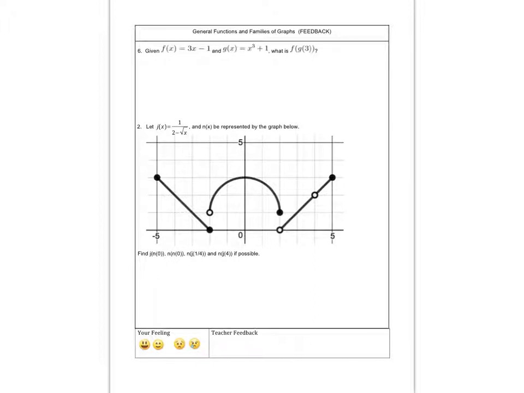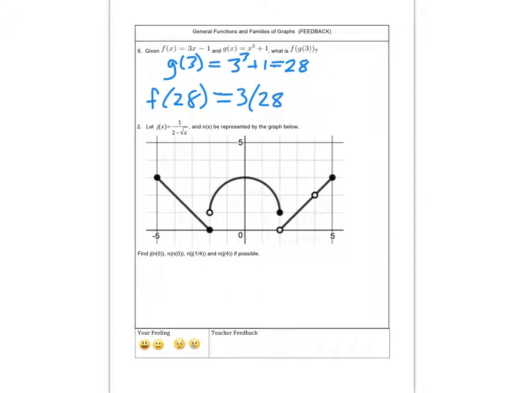Next up, we got working with functions. This is another feedback-only section. And we've got f of x is equal to 3x, g of x is equal to x cubed plus 1, f of g of 3. First thing I'm going to do is find g of 3, which is 3 cubed plus 1, happens to be 28. F of 28 is going to be 3 times 28 minus 1. 3 times 28 is going to be 84, minus 1 is 83.